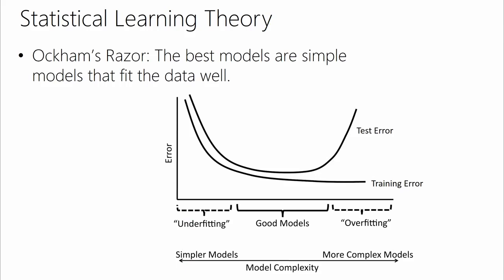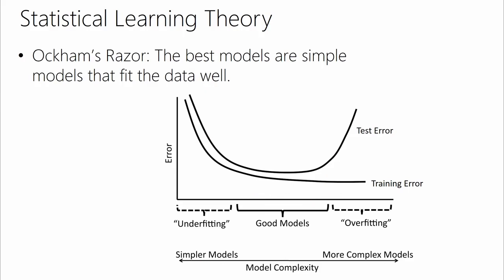Now, this plot is the key to understanding learning theory. If I plot training error, which is this curve over here, then as the models grow more and more complex, the training error continues to decrease because I can just overfit more and more. But at the same time, if I do that, the test error gets worse and worse. If I, on the other hand, underfit, then I won't do well for either training or test. Where I want to go is this sweet spot in the middle here.